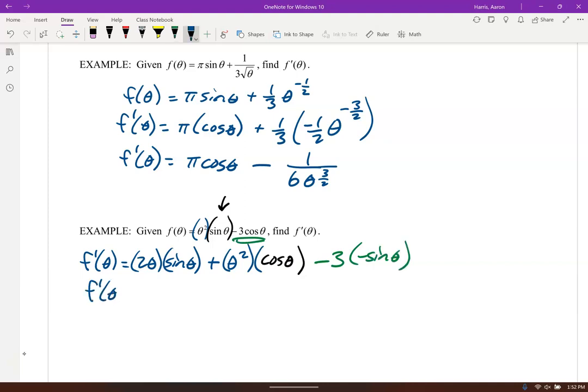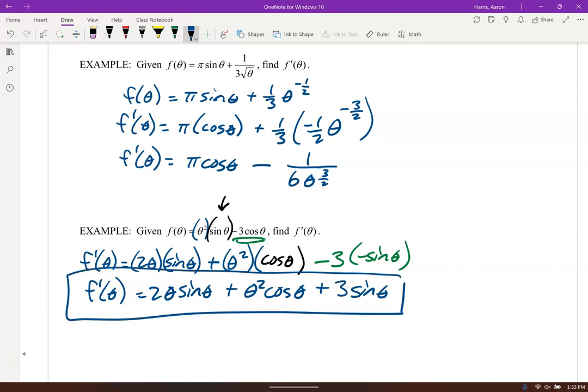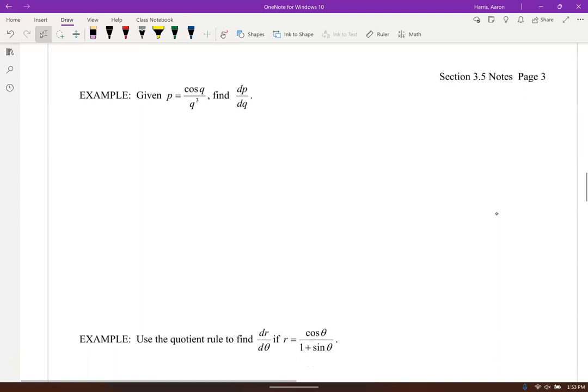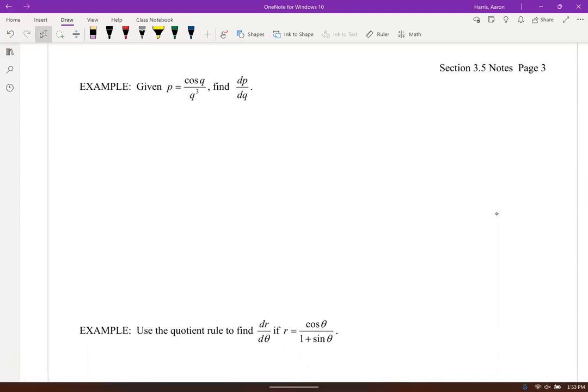So f prime of theta is 2 theta sine theta plus theta squared cosine theta plus 3 sine of theta. All right, let's keep going, and instead of function notation, let's use Leibniz's notation with dp dq. So here's my p. I'm going to have to use the quotient rule. So I'm taking the derivative with respect to q on both sides. d dq, this is again Leibniz's notation here.